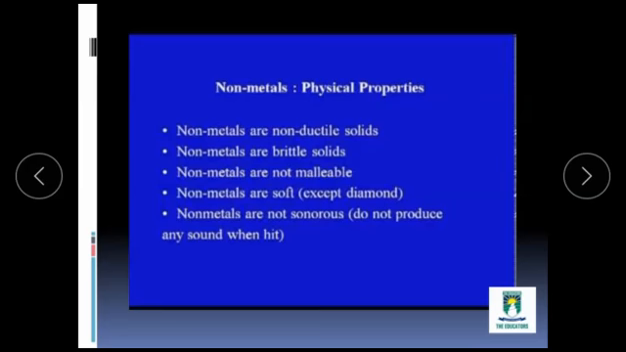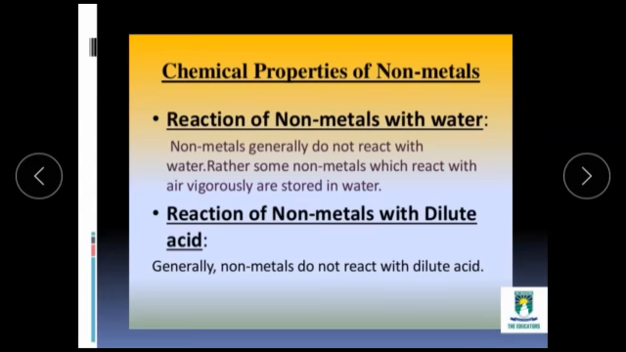Chemical properties of nonmetals. Reaction of nonmetals with water. Nonmetals generally don't react with water, rather some nonmetals which react with air vigorously are stored in water. Reaction of nonmetals with dilute acid. Generally, nonmetals do not react with dilute acid.